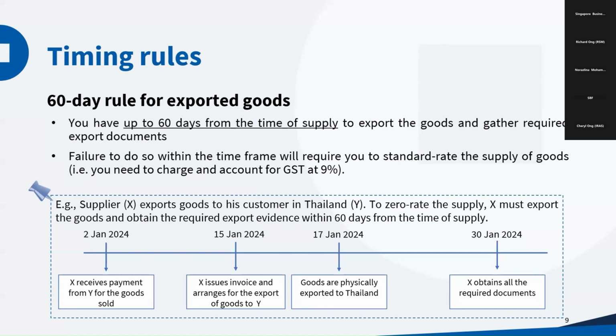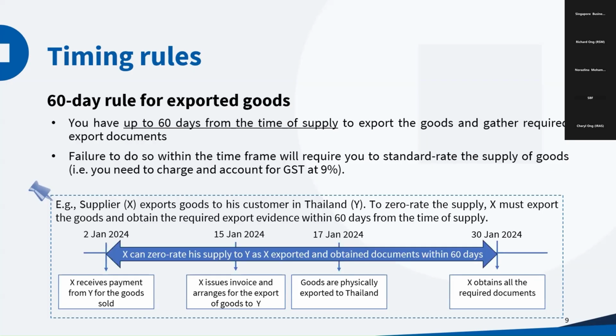Say for example, you receive payment for a sale of goods to be exported to Thailand on 2nd of January 2024 and issue an invoice on 15 January 2024. The goods were then exported to Thailand on 17 January 2024, and you obtain all the required documents by 30th January 2024. In this case, you can zero-rate the supply as everything happens within 60 days from the time of supply, which is 2nd of January 2024.